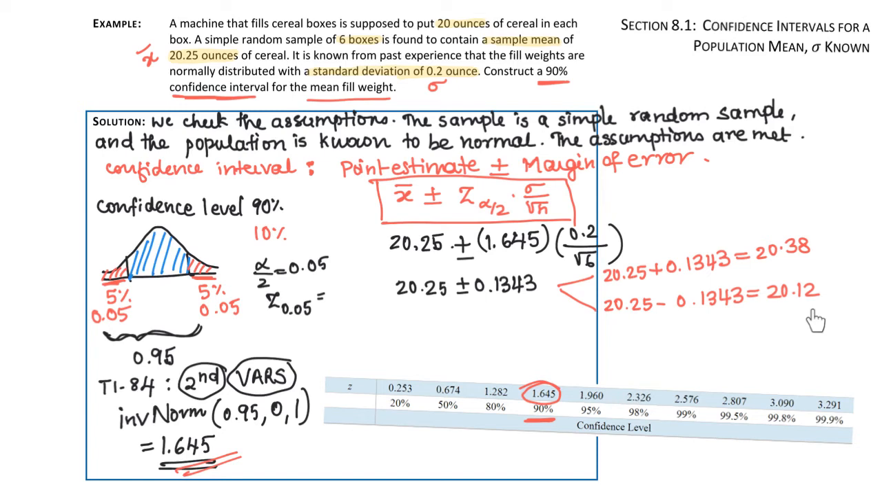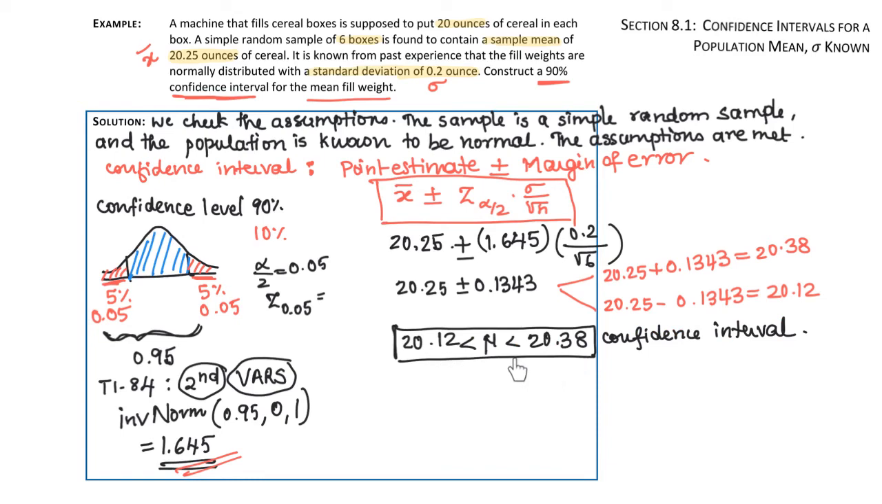So now we can write down the confidence interval. So this is the confidence interval, and now we can interpret the result. We are 90% confident that the mean weight mu is between 20.12 and 20.38.